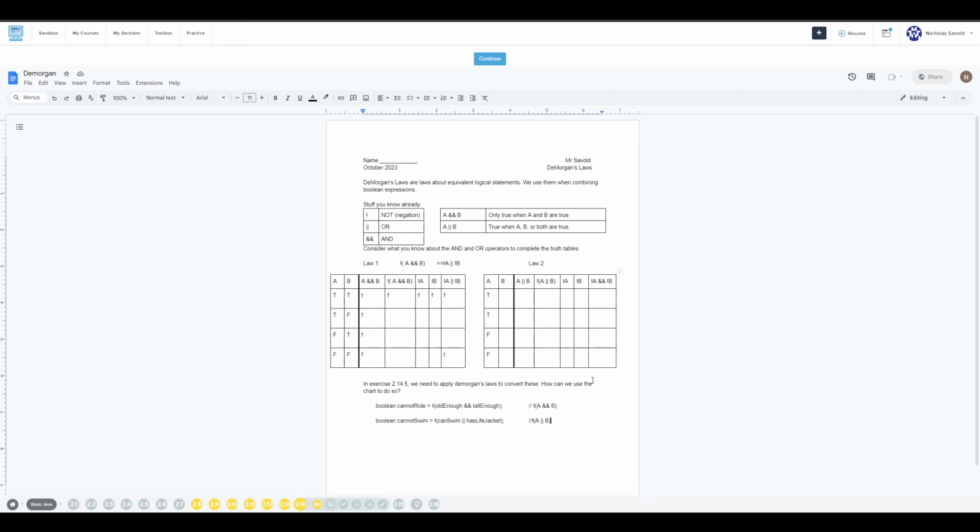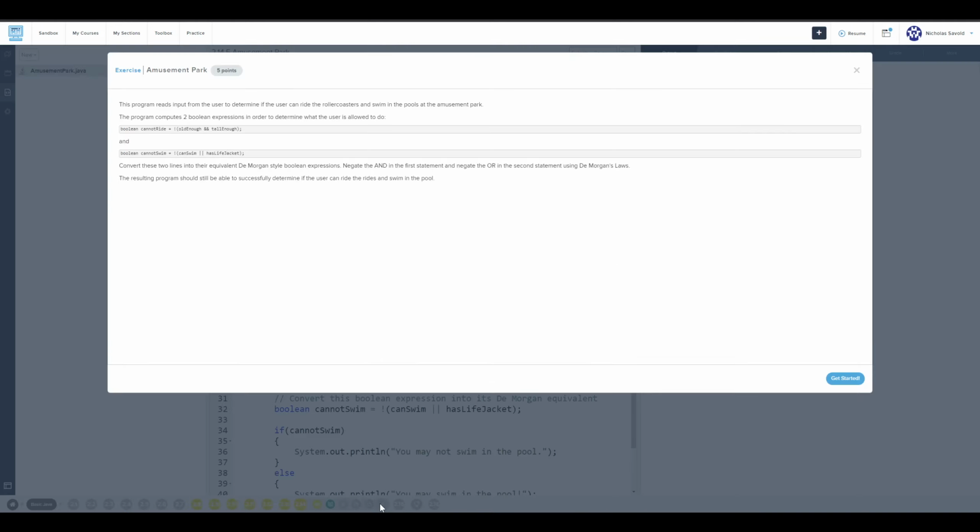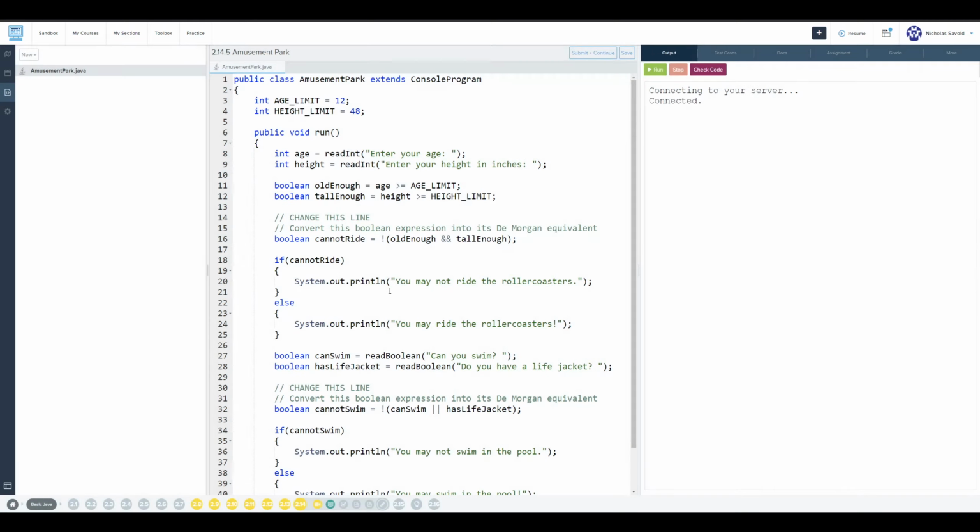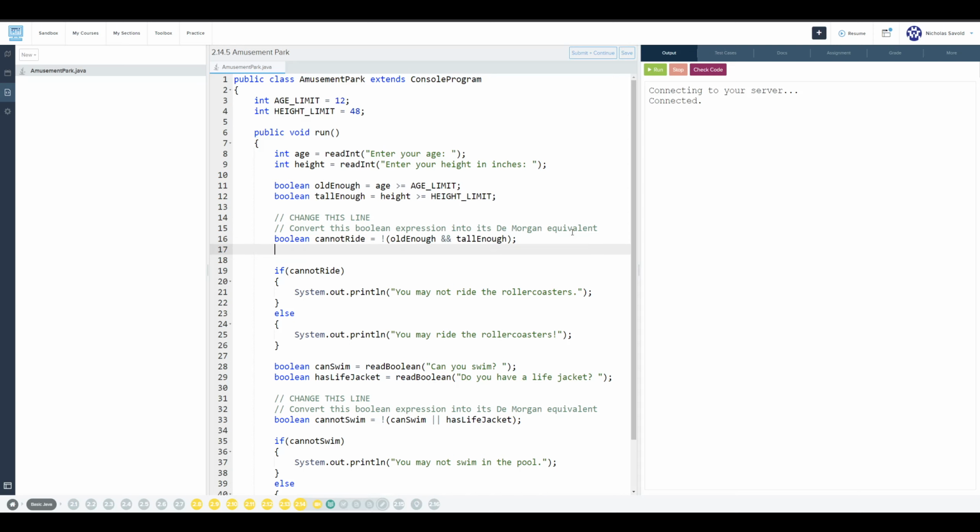So we needed to convert these. If we filled out the whole thing, we would see the conversion, and we'll just do that in the amusement park assignment. Really, our job was to change those Boolean statements on line 16 and 32. Here we have an exclamation point outside of parentheses, and we have an N in the center. So this is the same as, I'm going to write it underneath and then copy and paste, not old enough or not tall enough.